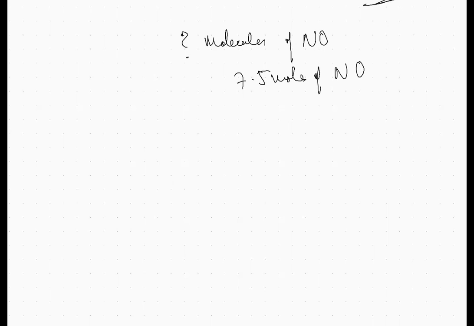So 7.5 moles are present. How many molecules are present? Just 1 mole will have the Avogadro number, so 6.02 times 10 to the 23 should give the answer. Roughly 4.5 times 10 to the 24.